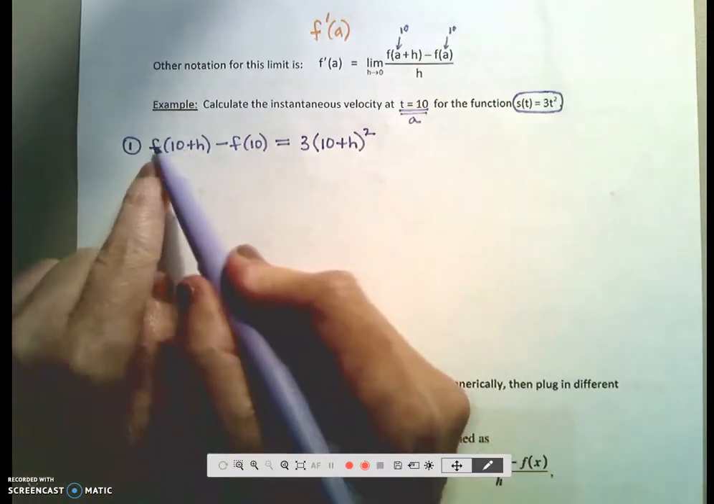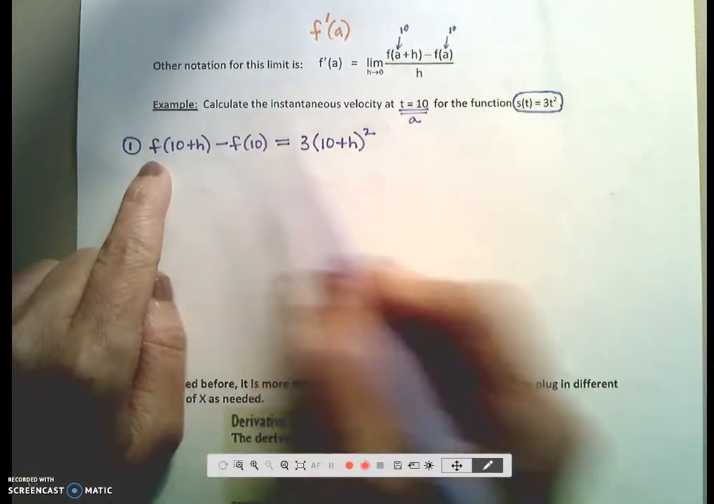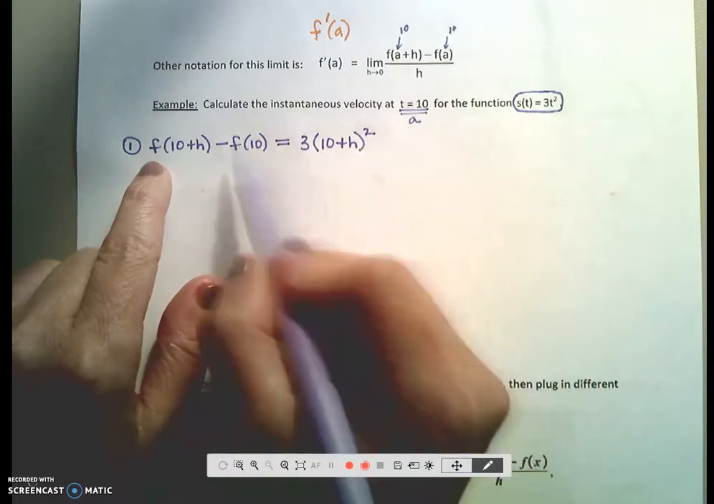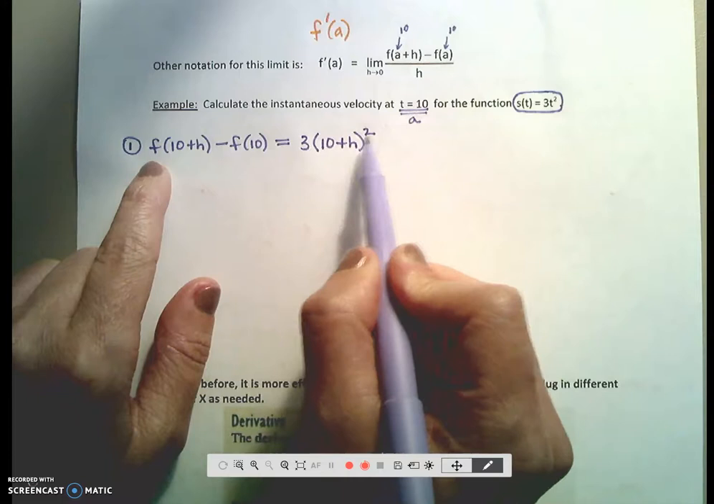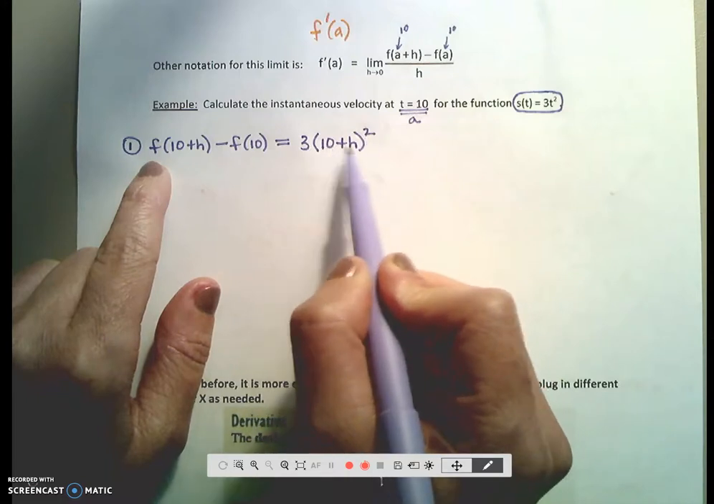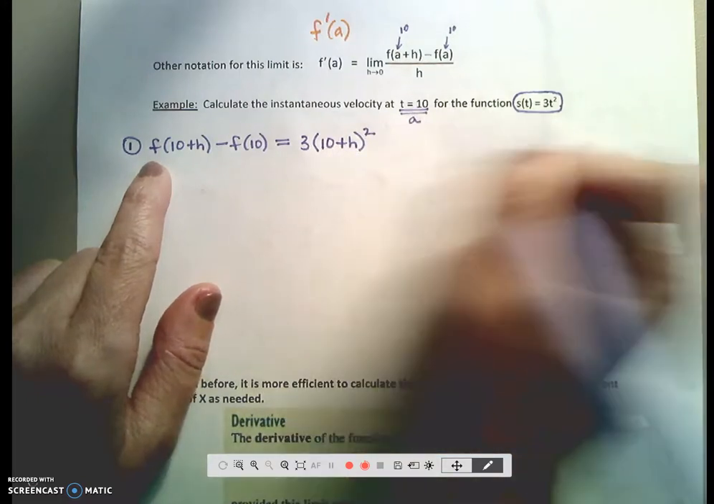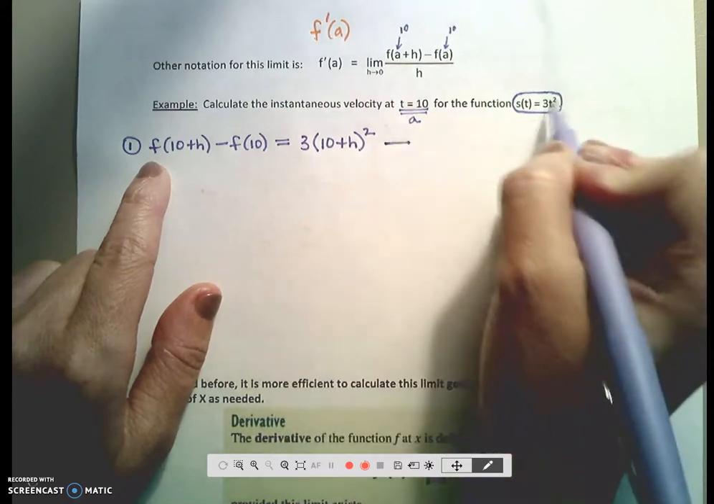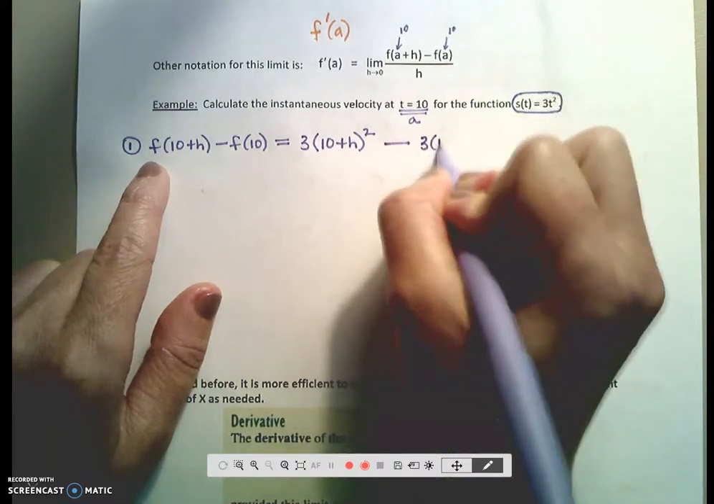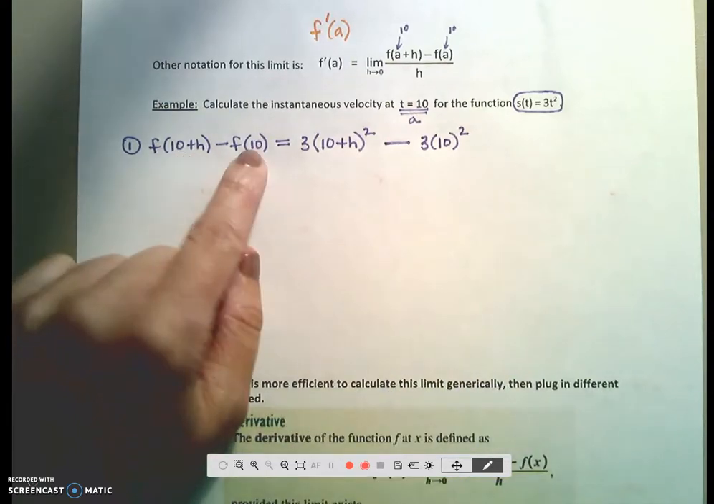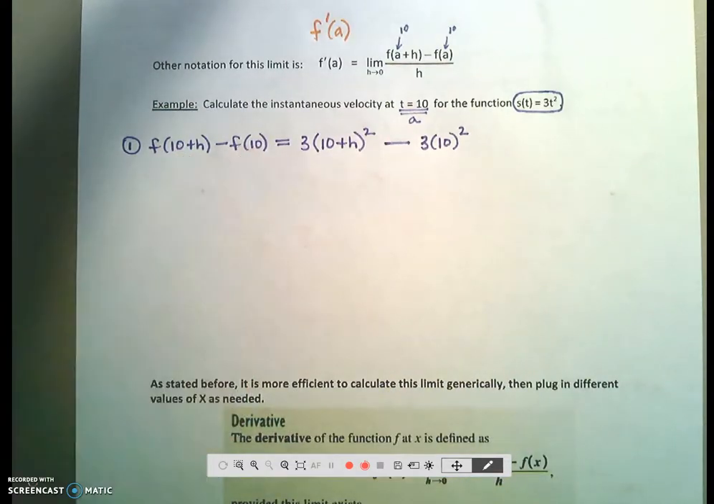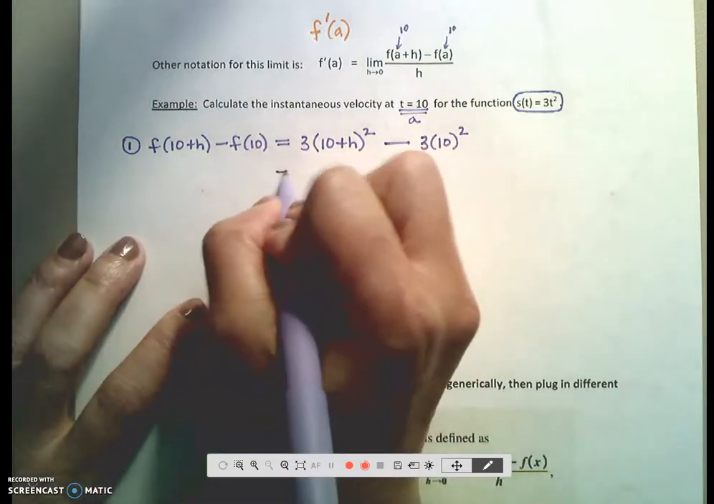And it's not really f, it's s. I guess we could change that if we wanted to, but it's the function that you're dealing with. So 3 times something squared, and the something is 10 plus h. We're going to take that and subtract this function with a 10 plugged into it. So you're substituting in a 10 plus h, you're substituting in a 10, and you're subtracting. And now it's a matter of working all of this out.